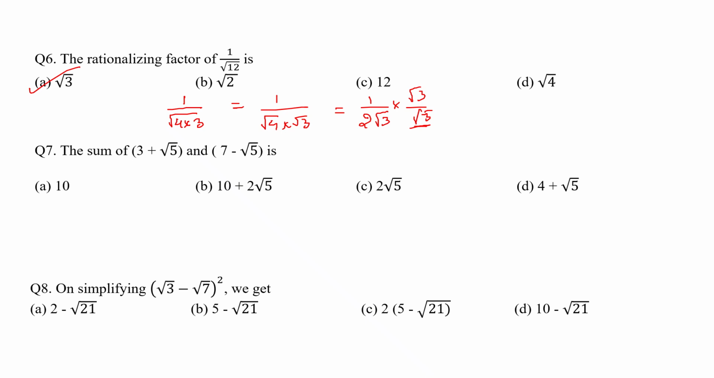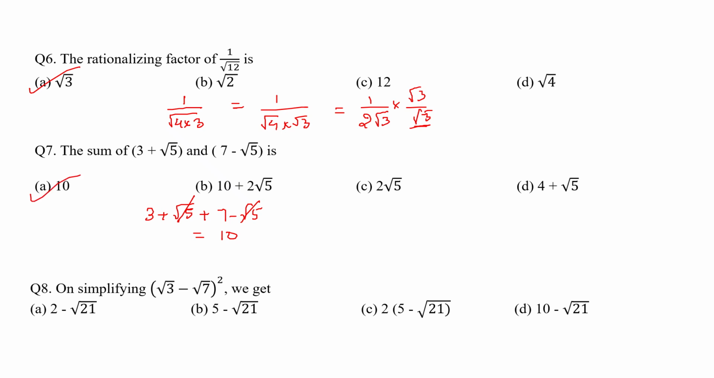Next is, find the sum of 3 plus root 5 and 7 minus root 5. So 3 plus root 5 plus 7 minus root 5. Root 5 and minus root 5 cancel. 3 plus 7 is 10. So the correct answer is option A.